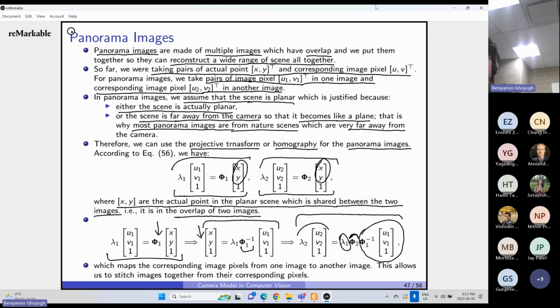It's very interesting. By the way, we need to find phi1 and phi2 using pairs. So when you have overlap, you just need to take several pairs, as we discussed for homography in the previous slide. We just take several corresponding pixels, and the other corresponding pixels are found automatically using this equation, using this mapping. In this way, we can simply stitch the images together so they become a wide range image. Did you understand? It's very cool, right?